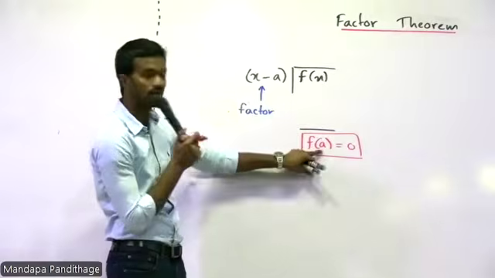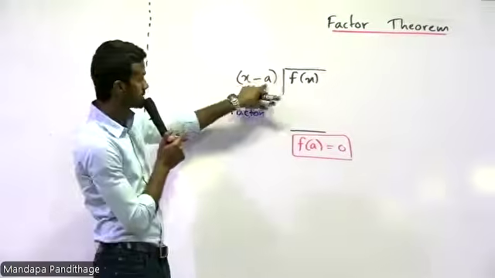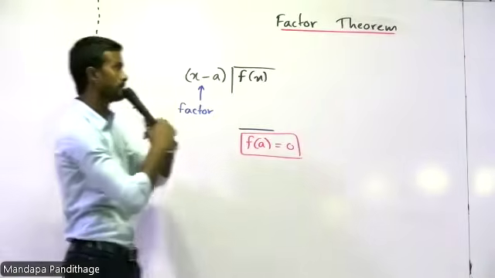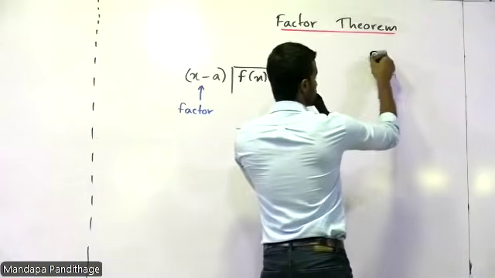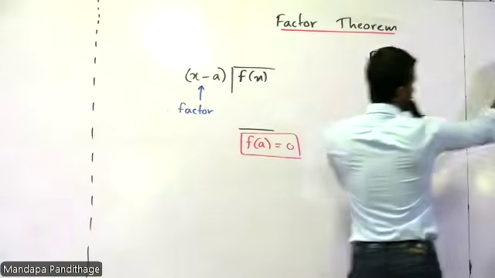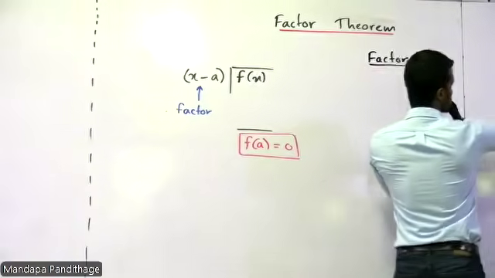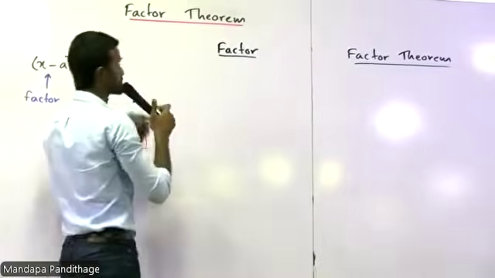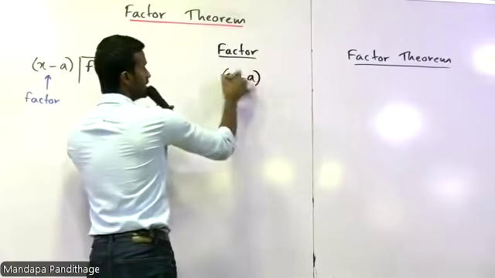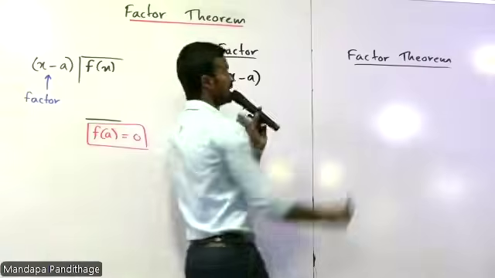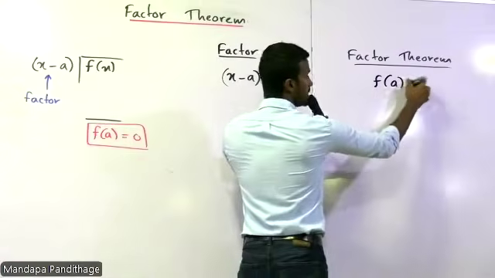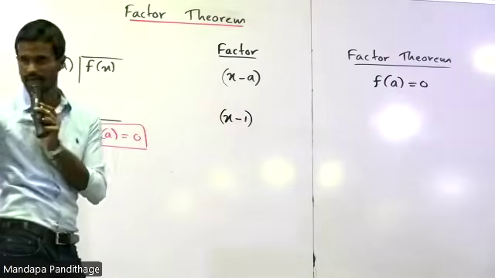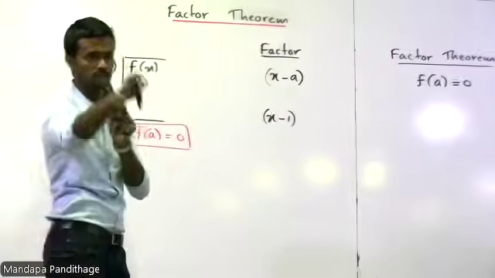From where did this a come? Same thing. a is the value of x such that the factor is equal to 0. Now tell me, if x minus a is a factor, what does the factor theorem say? f(a) equals 0. If x minus 1 is a factor, it's the same set as in the remainder theorem, now it is equal to 0. Clear?